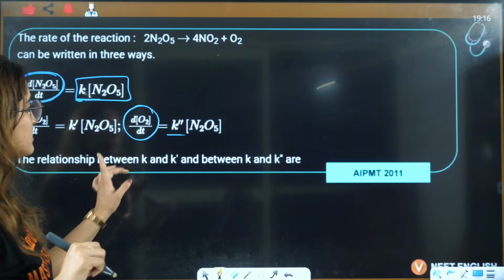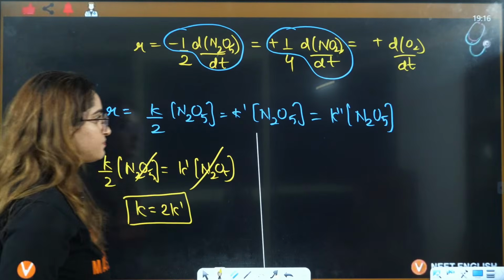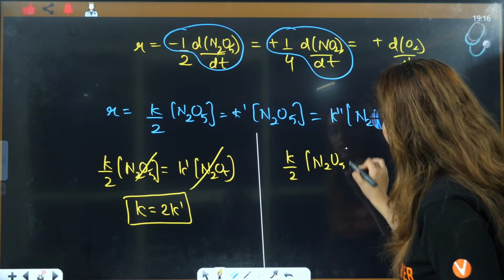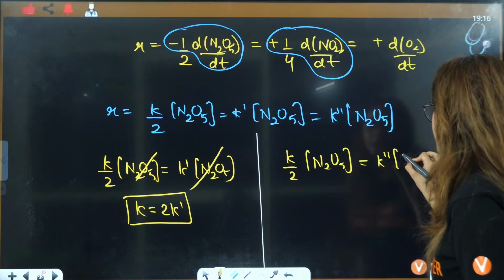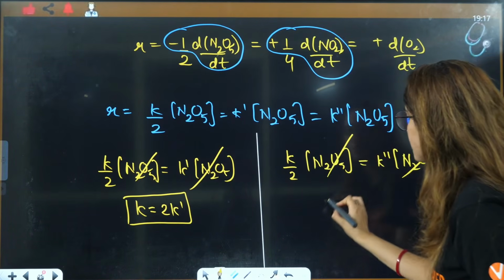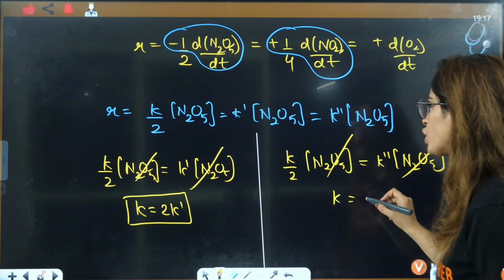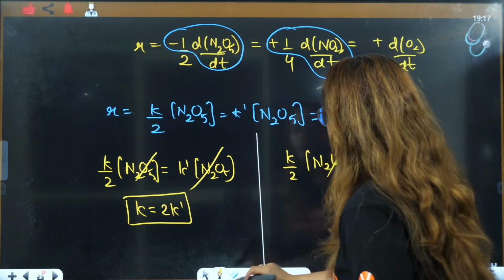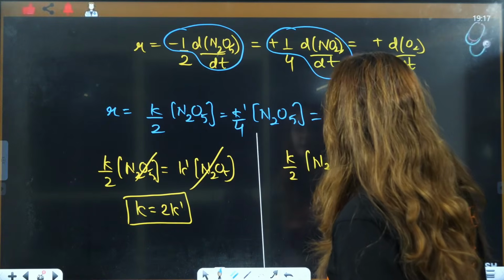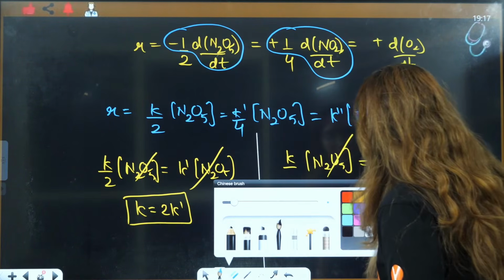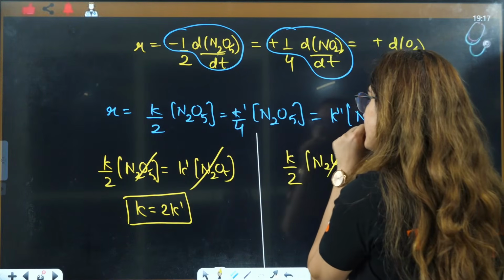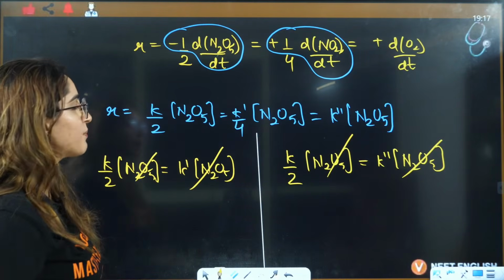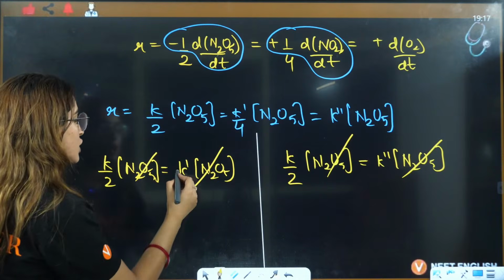Second one is between K and K double dash. This is K double dash. So it will be K by 2 N2O5 is equal to K double dash N2O5. This will cancel. Oh, we forgot to write the 4 here. Where is this 4? Now it will be different. This is K by 2. This was K by 4. I forgot to write the 4 here. My bad. This should be 4, right? So this will be 1 by 4.